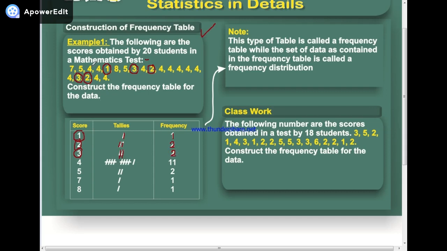And how many times does 4 occur on the data? If you look at it, it occurs 1, 2, 3, 4, 5, 6, 7, 8, 9, 10, and 11. So that means 4 occurs 11 times.